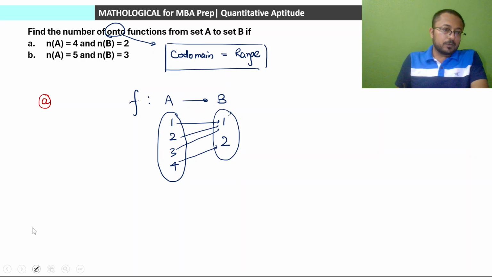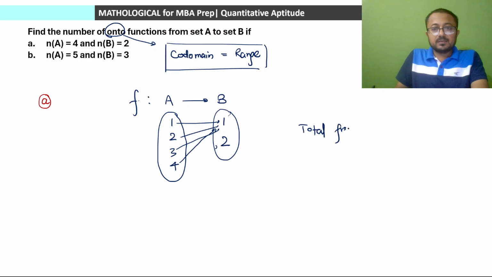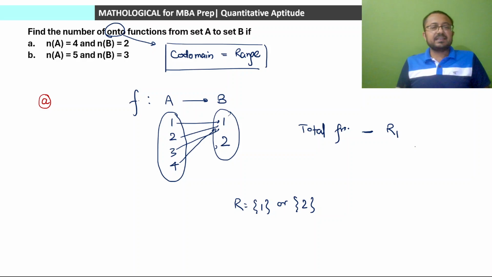When all four elements from set A are connected to exactly one element of set B, those cases have to be eliminated. So total functions possible minus those cases when our range is containing exactly one element. So either when range is equal to exactly one element, that is 1, or when range is equal to exactly one element, that is 2. तो उन केसेस को एलिमिनेट कर देंगे, बाकी सारे केसेस हमारे काम के होंगे.